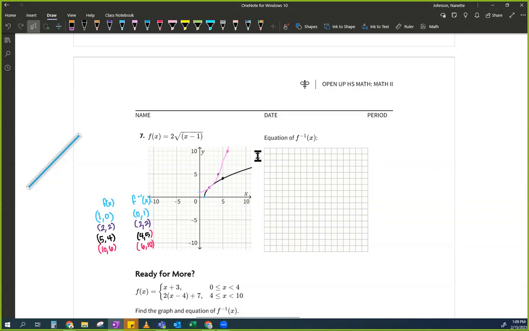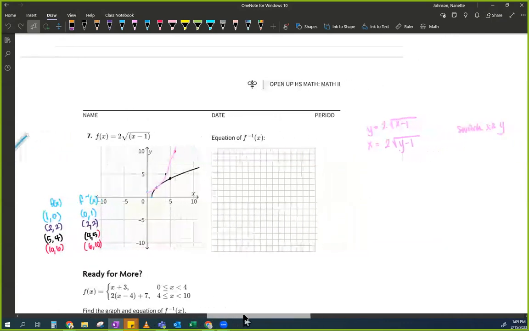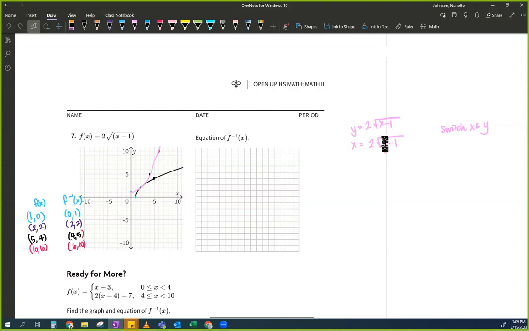Okay, so that moves us to finding the equation algebraically. So we go to y equals 2 square root of x minus 1. So you guys said to switch x and y. So I'm going to write x is equal to 2 square root of y minus 1. Okay, so that's the very first thing that I want you to do. Everybody okay with this? So far, so good. And then I want you to solve for y, meaning get y by itself.